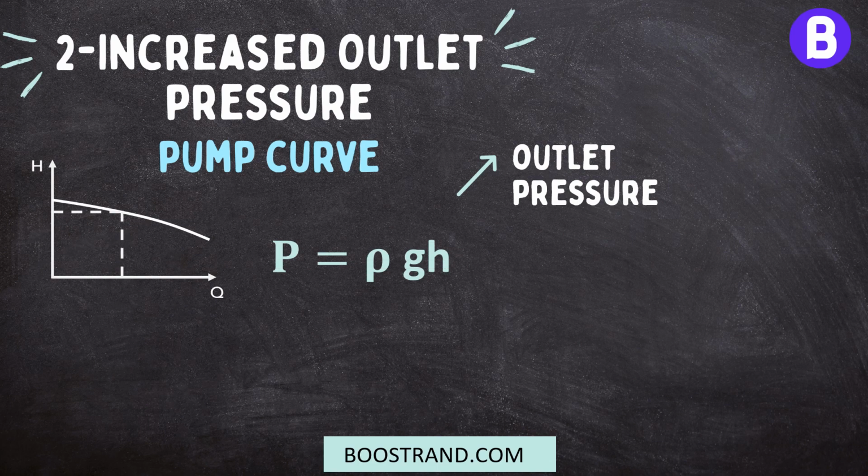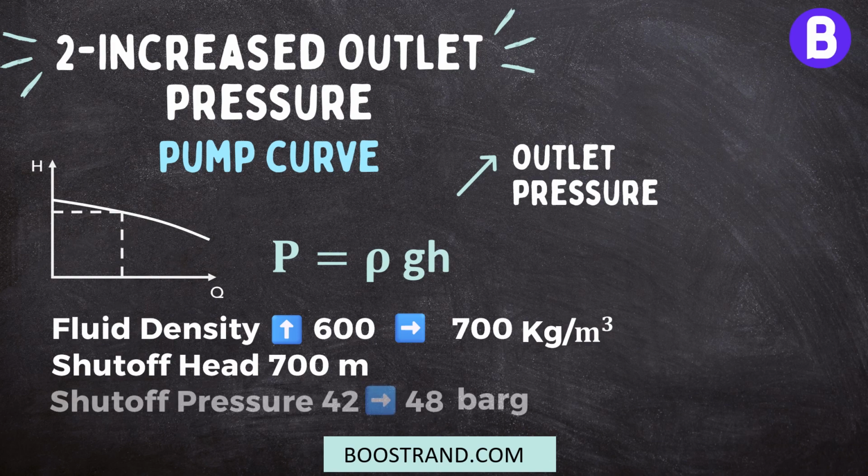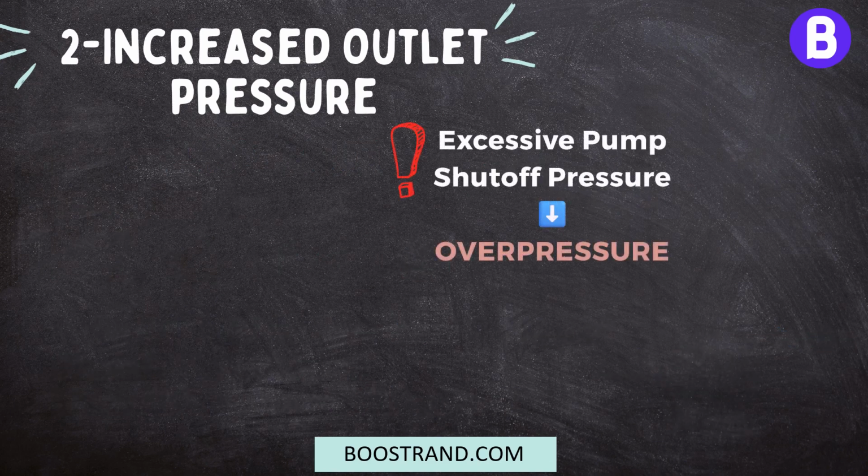So if fluid density increases from 600 kg per cubic meter to 700 kg per cubic meter, and the pump shutoff head is 700 meters, the pump shutoff differential pressure shall increase from 42 bar to 48 bar in case a valve was closed by mistake, which means that the discharge system shall be subject to a higher pressure. Shall the discharge system withstand this new pressure?